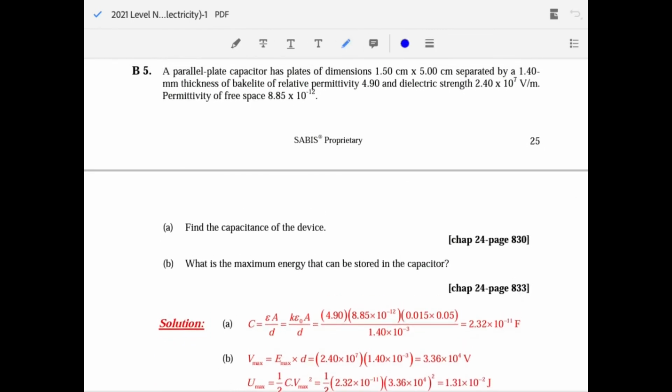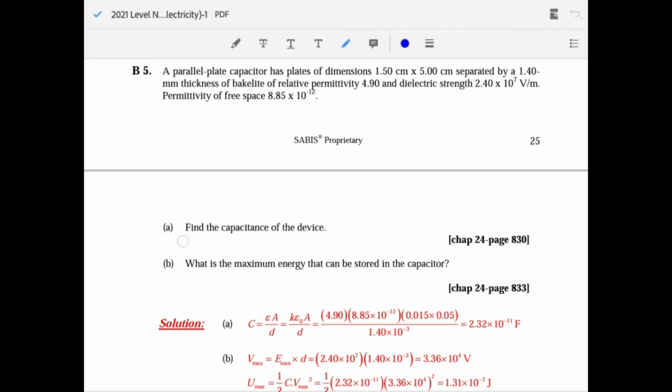A parallel plate capacitor has dimensions separated by 1.4. The bulk is an insulator with relative permittivity 4.9, and the dielectric strength is given. Dielectric strength is a measure of the voltage per meter needed to break down the material: the stronger the dielectric strength, the more voltage you need per meter. So it makes it less conductive, or more charge is sustainable through the capacitor.